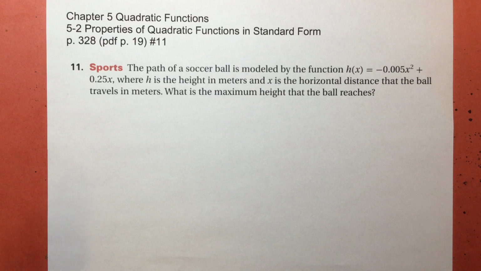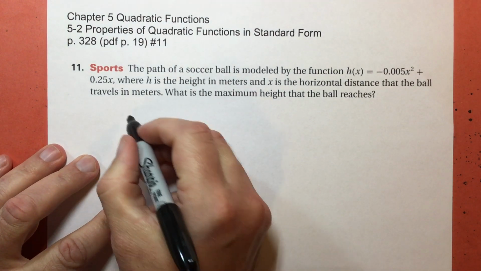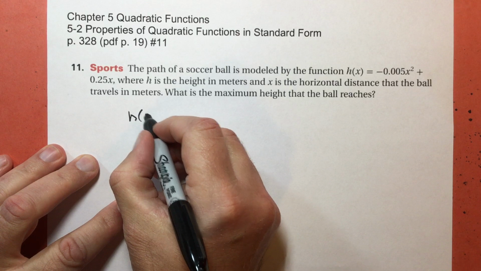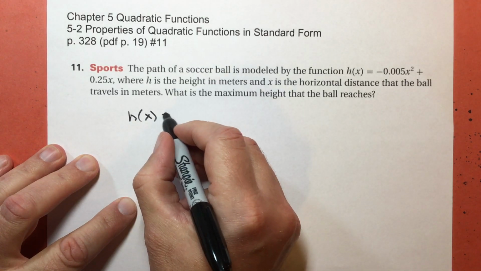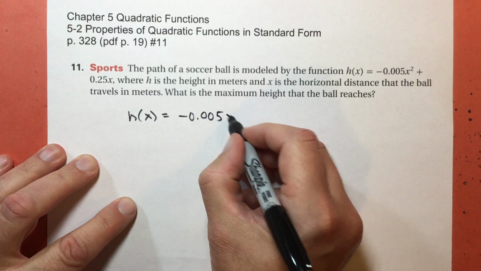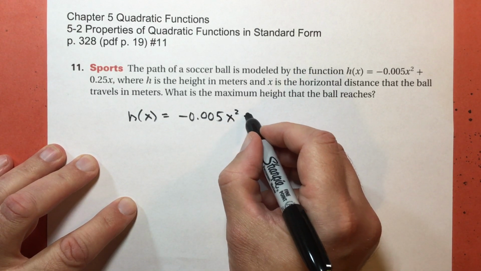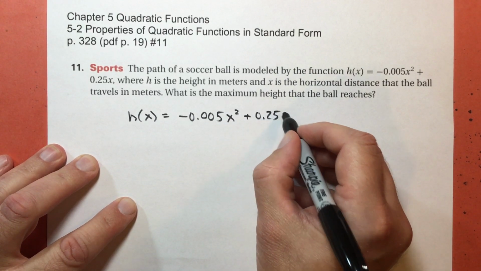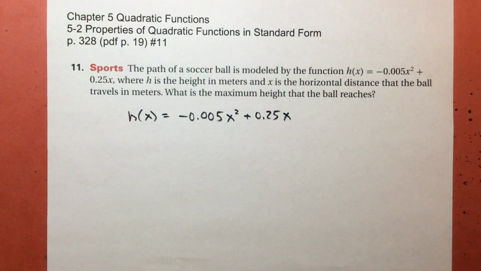The path of a soccer ball is modeled by this function. H of x equals negative 0.005x squared plus 0.25x. So let's write this. The height at x is negative 0.005x squared plus 0.25x.